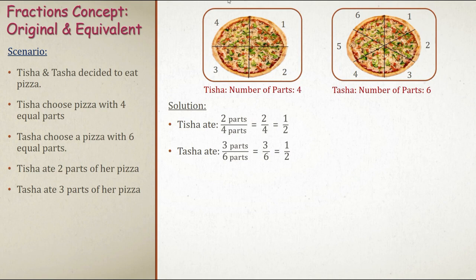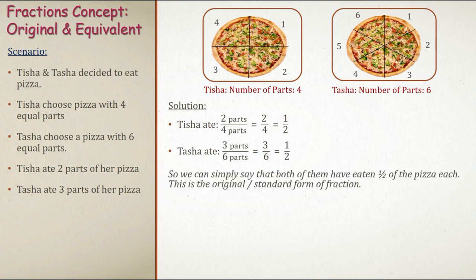Now if you notice here, this part 1 and 2 is half of the total pizza. And this part 1, 2, 3 is also half of total pizza. But only because their part sizes were different, their fraction was different. But ultimately they ate the same amount of pizza, which is half. So we can simply say that both of them have eaten half of the pizza, which is the original and standard form of fraction, right? And again, if we convert this original form into their equivalent parts.